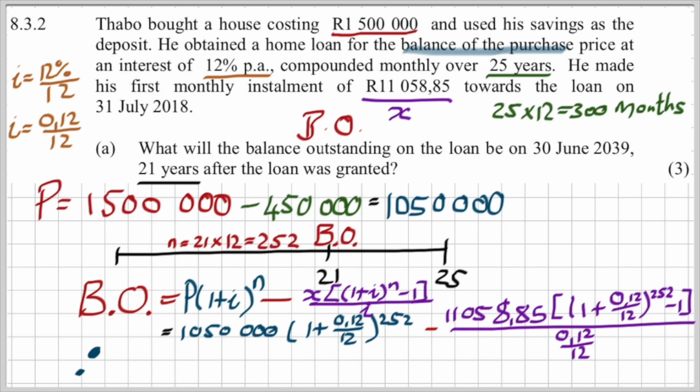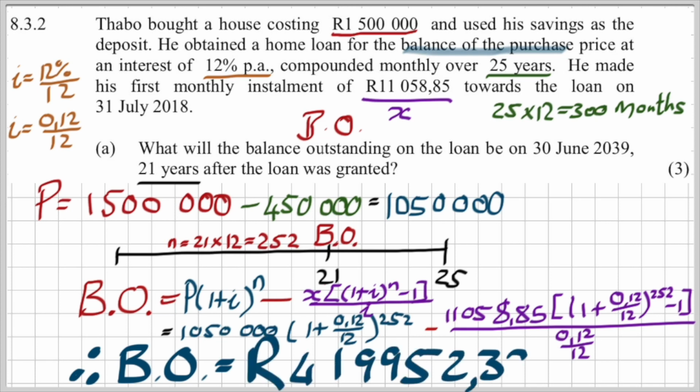This means that my balance outstanding is 419,952 Rand and 39 cents. Please understand what that means. That is how much you still owe after paying for 21 years. That's still a lot of money, okay?